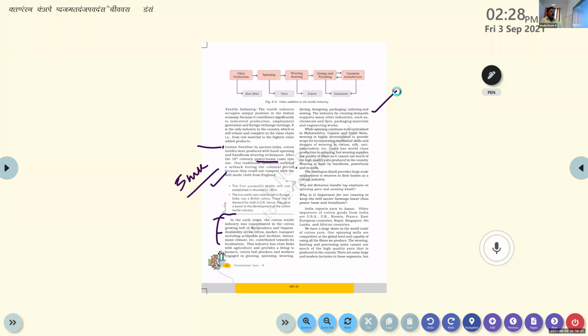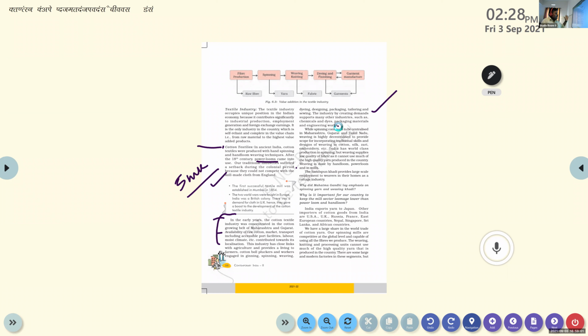After giving color, after preparation of the garment, they have to pack it. So the packaging material industry, the industries producing packaging materials, carton boxes or other packaging materials, also develop. And engineering works. As we know, cotton textile industries are using heavy machines, big machines. So every time they need assistance. Clear or not? They need support to maintain these machines, so engineering works also developed.